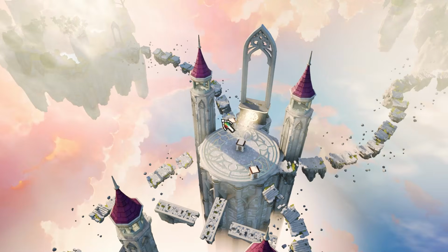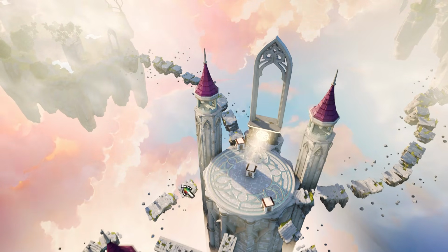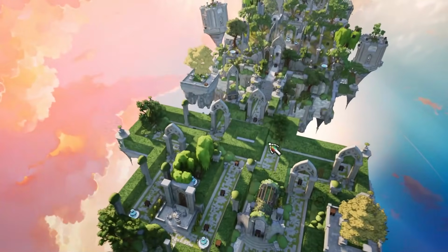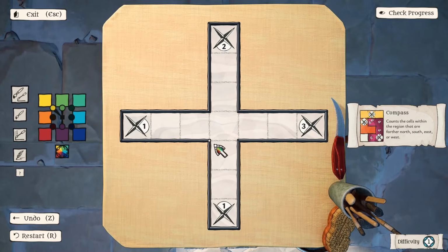And then this nonsense. And then these super advanced areas at the end, I think. I think this is like perfected windows. What does that mean? And there's some gems. Let's do a little bit of this area. Why not? Keep mixing it up.